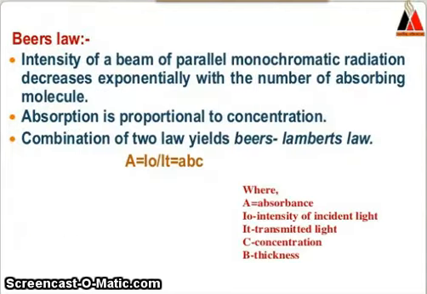So Beer's law: the intensity of a beam of parallel monochromatic radiation decreases exponentially with the number of absorbing molecules. Absorption is proportional to concentration. The combination of the two laws yields the Beer-Lambert law, you can see here.